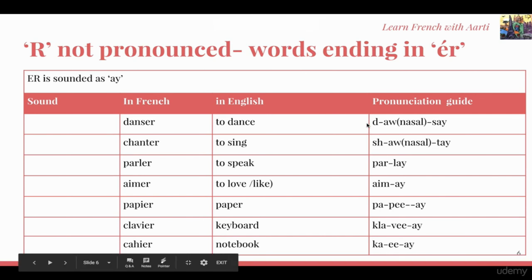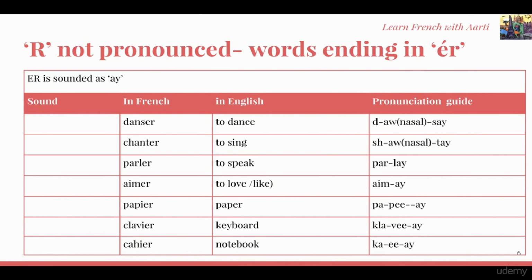We do not pronounce ER, and the same holds true for IER. We do not pronounce the R in IER. Instead, it has the A sound. Papier, which means paper. Clavier, which means keyboard. Cahier, which means notebook.